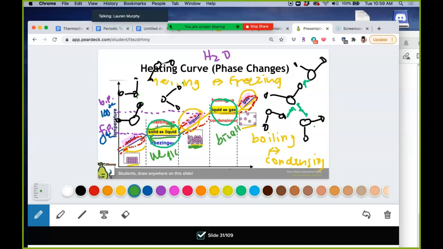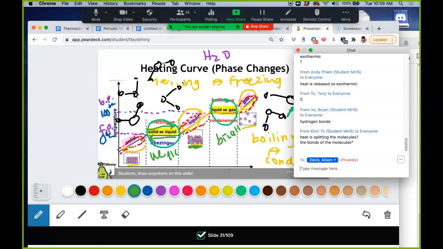So again, all of these lines are going to have equations that correspond to them, whether temperature is changing or not. Okay. Questions on this so far?